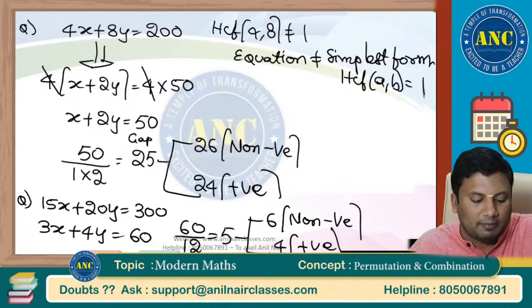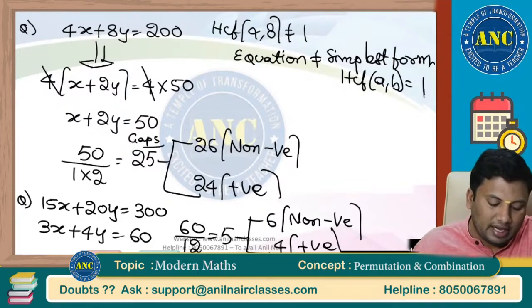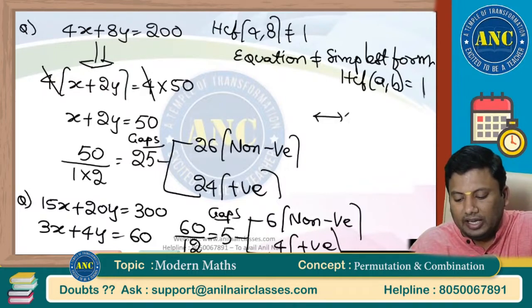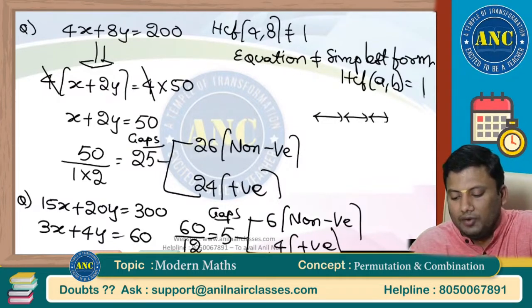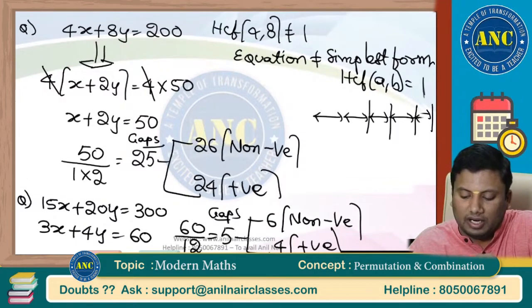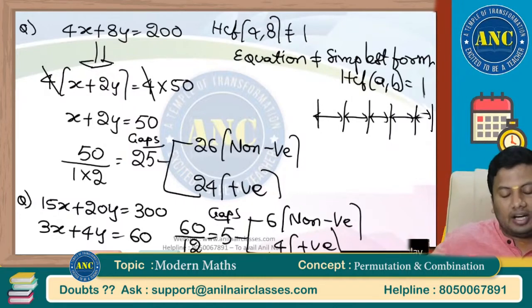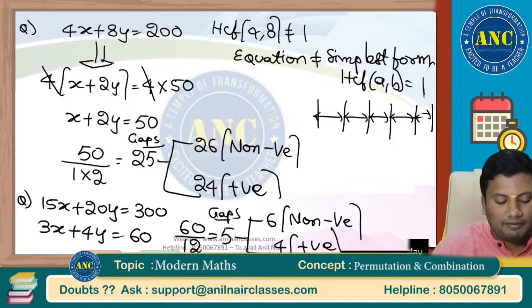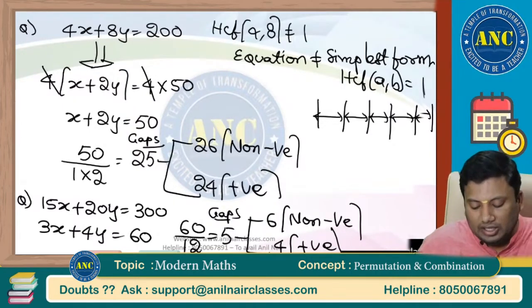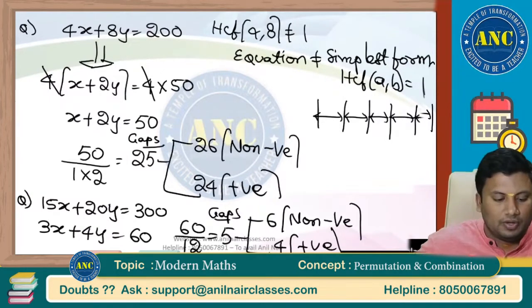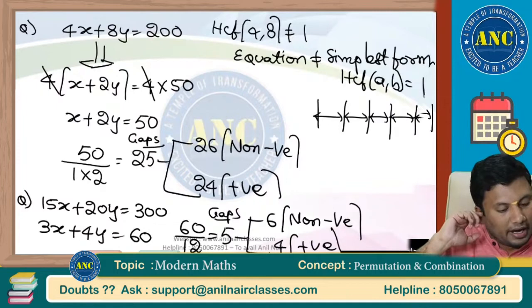These are nothing but the gaps. These are nothing but the 5 gaps. If there are 5 gaps, 1, 2, 3, 4, 5, how many solutions do we get? Total 6 non-negative solutions. 3 is a factor of 60, so y will be 0. 4 is a factor of 60, so x will be 0. x 0, y 0, 2 cases are eliminated. So the answer is 4 positive.